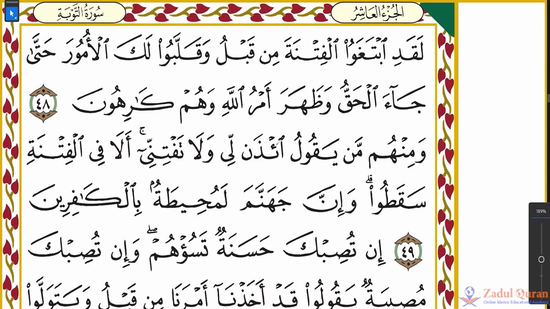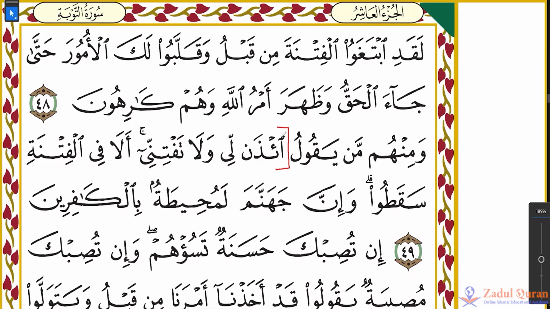This one, look at this. The word "idhan". If we start with this one, "wa minhum man yaqul", then we start from this one. By the way, this is not a good place to start, but let's assume we'll do this. How to read this one?